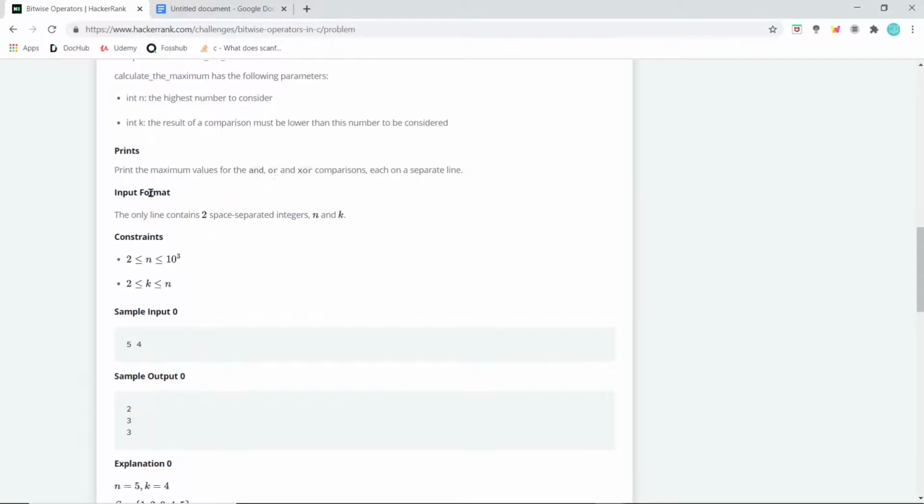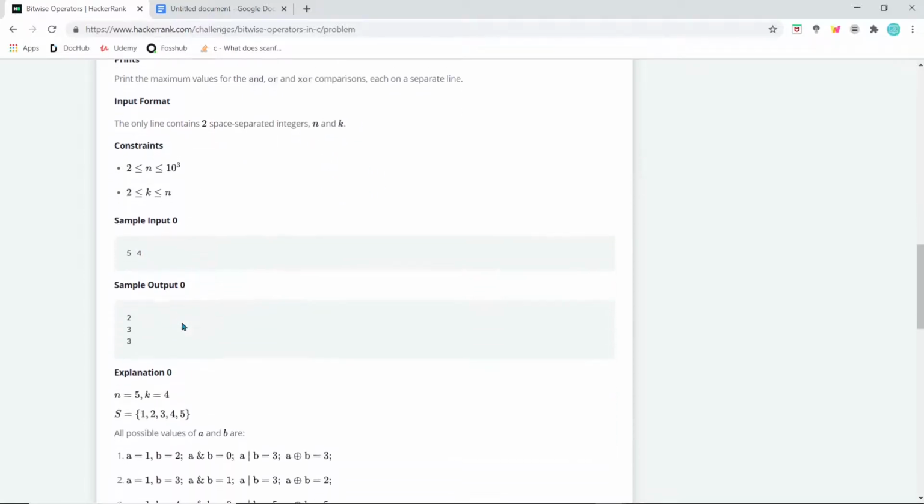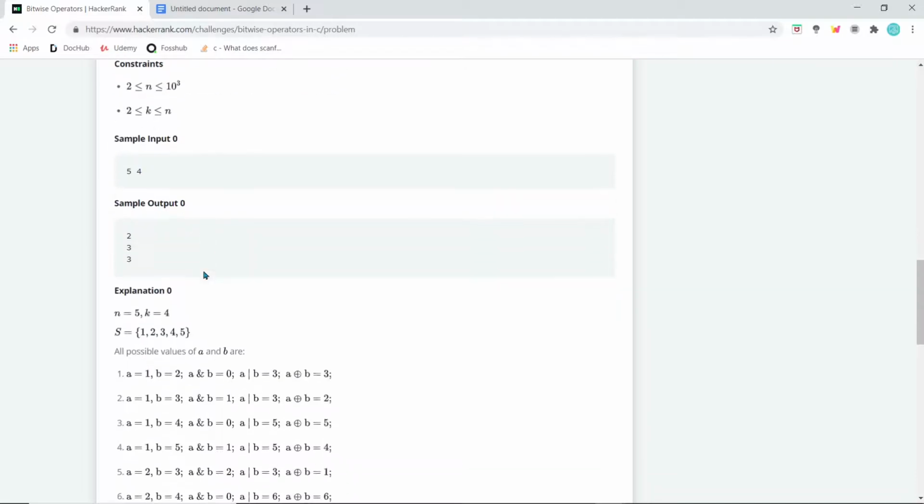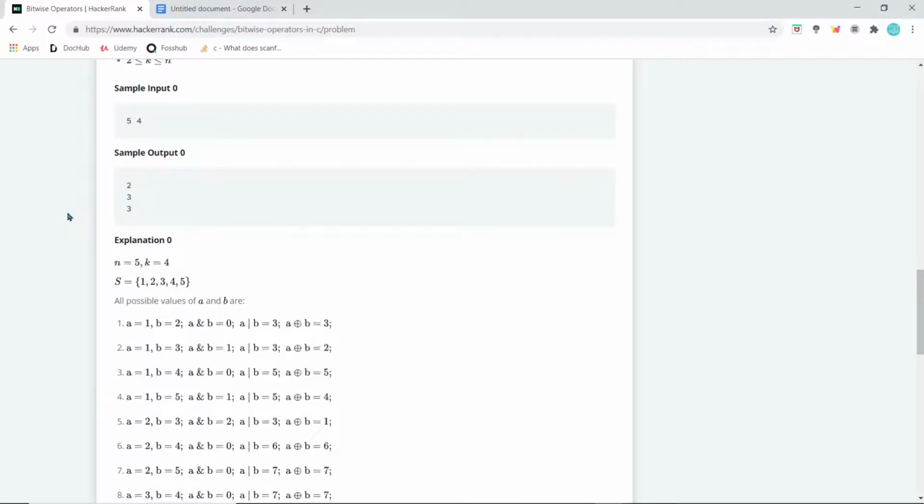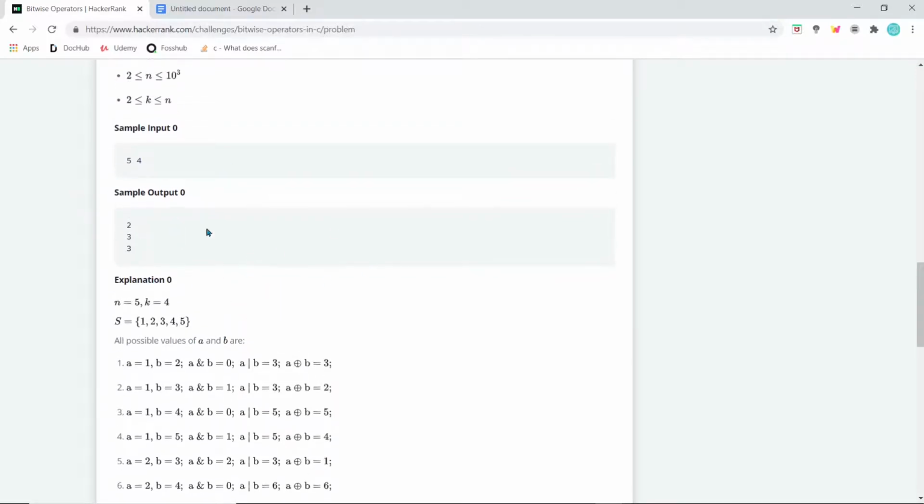We already know that. Now input format is the only line contains two space separated integers n and k. So we only have two integers as our input, and the constraints are n belongs to 2 to 1000, both are included. K belongs to 2 to n, both are included, right? The sample input is 5 and 4. The sample output is 2, 3 and 3. Now we'll see how that came about.